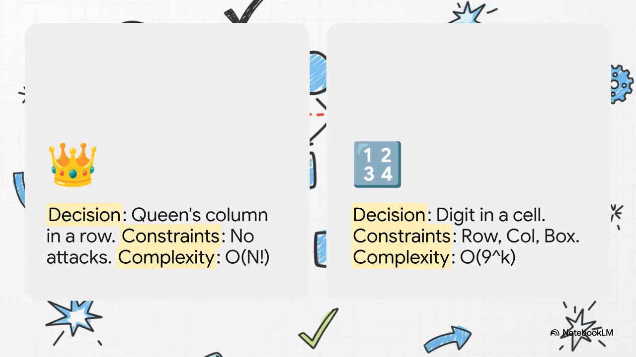So let's put them side by side. The core pattern is identical. The decision is different, the constraints are different, and yeah, the complexity is different. But that underlying engine, choose, explore, unchoose, is exactly the same. It just goes to show you how versatile this whole approach is.